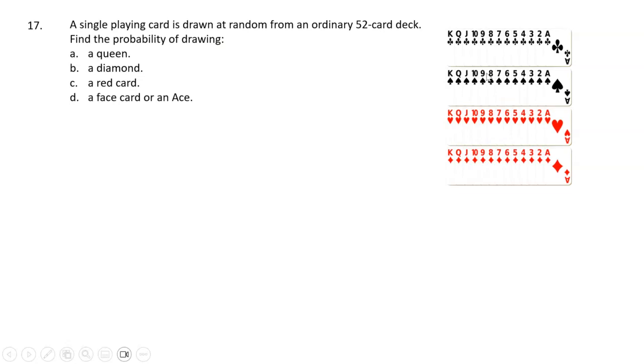Now number 17 is probabilities. It says a single playing card is drawn at random from an ordinary 52 card deck. Find the probability of the drawing. So these are the cards. There's a total of 52. There's 13 clubs, 13 spades, 13 hearts, and 13 diamonds. That's where the 52 cards come from.